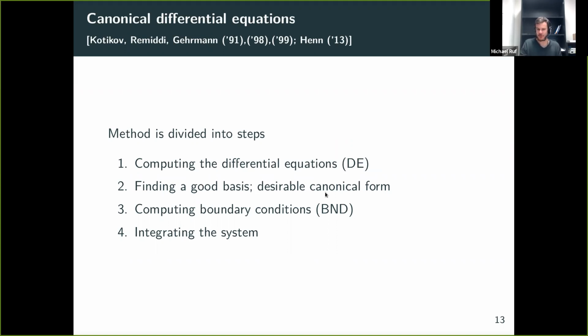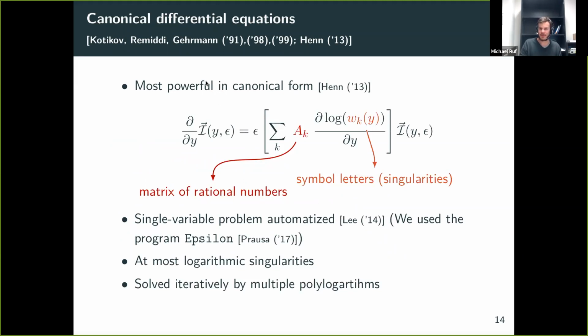There's some step which you in principle don't need, but which is very helpful in practice, in that you find a good basis for the problem, and desirable is the so-called canonical form, which I will talk about a bit later. Then you have to compute boundary conditions for the problem, and finally you have to integrate. Let me quickly introduce the canonical form. This is a special basis of Feynman integrals which has a lot of manifest properties.